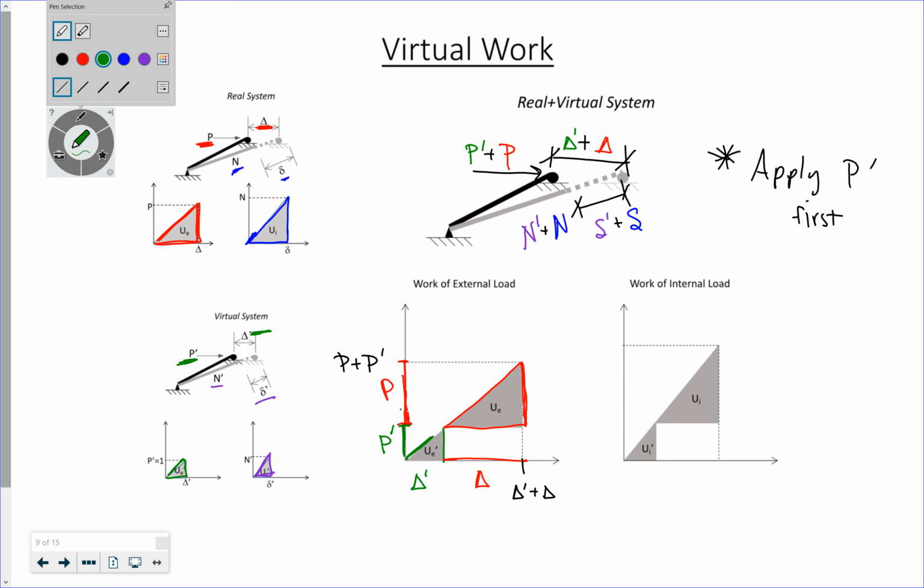And that little triangle here, my virtual system, that's my energy associated with my virtual system. The external energy associated with my real system, due to the external load. And then I have this extra little bit, this extra rectangle right here, that I'm going to call UE star.